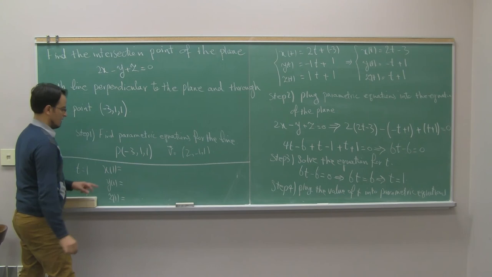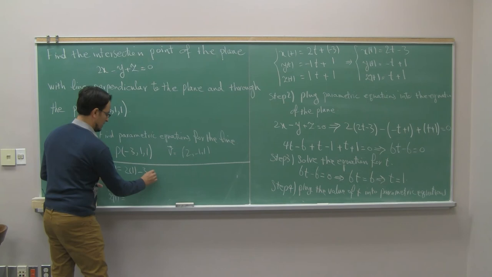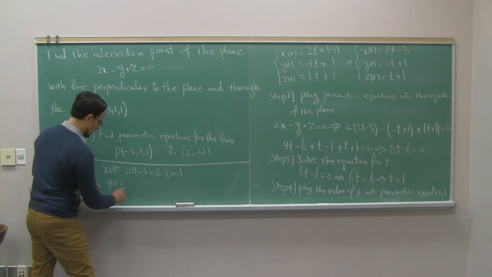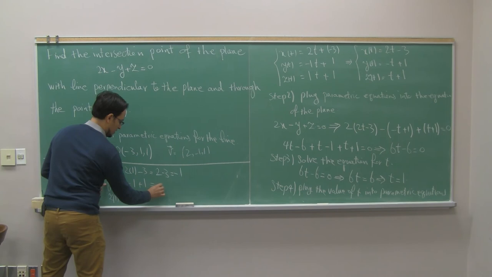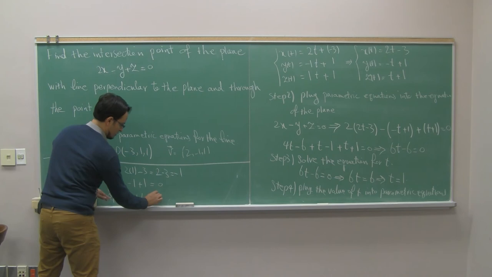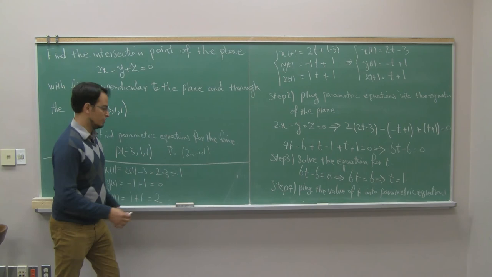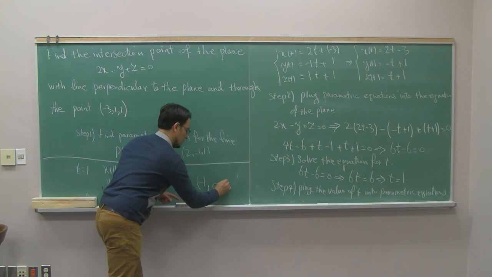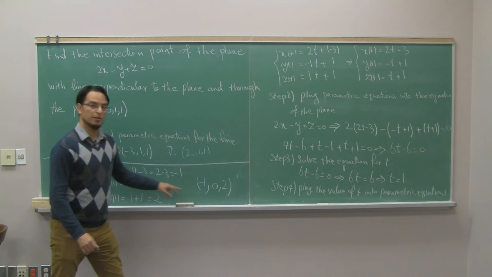x at 1 is 2 times 1 minus 3, which gives me 2 minus 3, which is negative 1. y at 1 is negative 1 plus 1, which is 0, and z at 1 is 1 plus 1, which is 2. I found the intersection point. The only thing I need to do is write it as a triple: x in the first component, y in the second component, and z in the third component.